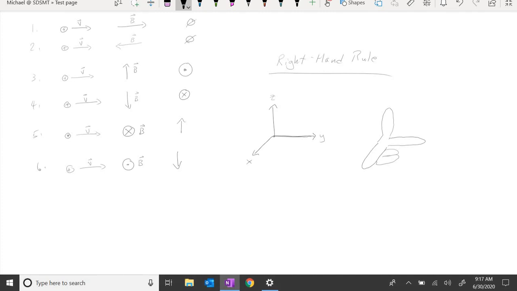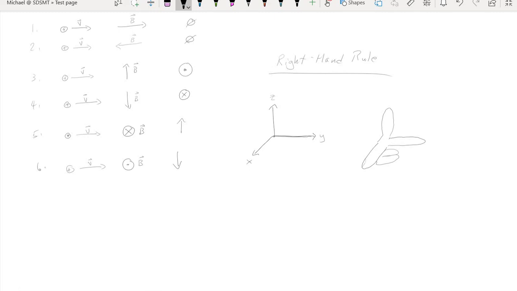All right, so I realize this doesn't look very much like a hand, but what we have right here and here and here, this is the index finger. So index for X. The middle finger goes this way.